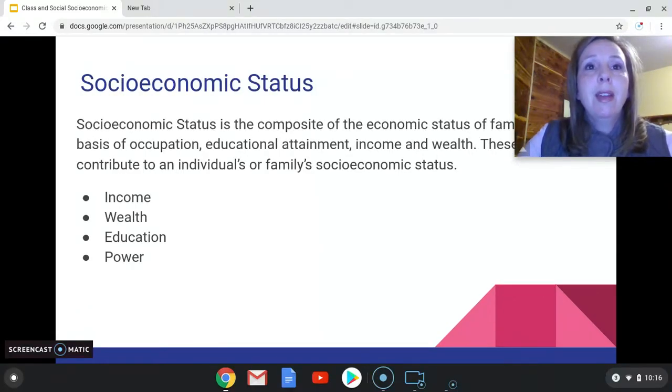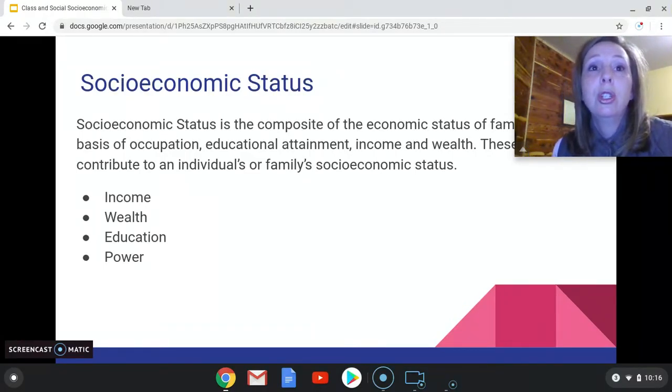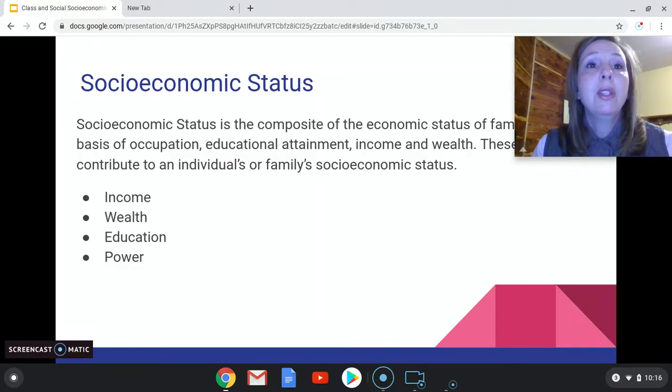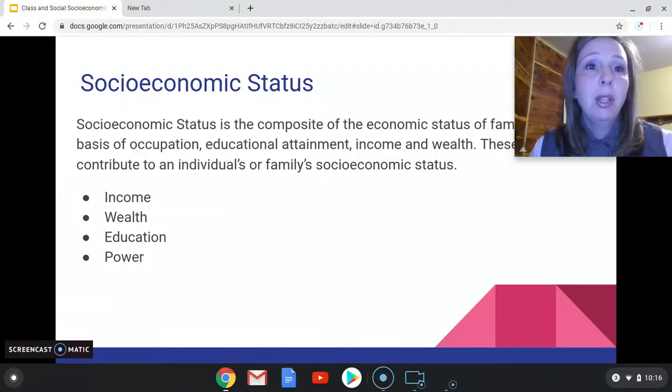Socioeconomic status is the composition of economic status of families on the basis of occupation, educational attainment, income, and wealth. These factors contribute to the individual's or family's socioeconomic status. Income is defined by the amount of money earned throughout the year. Income determines the lifestyles and the general welfare of families.